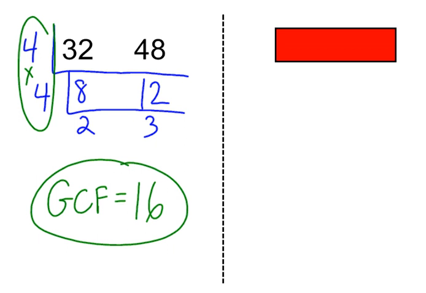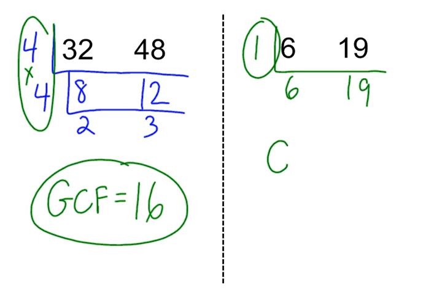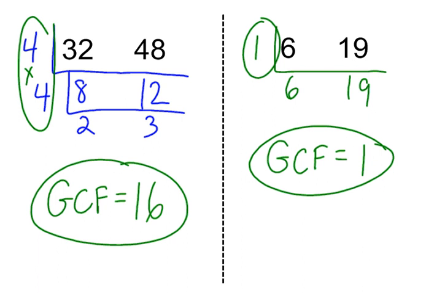And let's see, what do we have here? Oh, 6 and 19. What would be the GCF of 6 and 19? Well, what number would go into 6 and 19? Well, if you use your divisibility rules, 2, 3, 4, 6, 9, 5, 10, none of those work. Actually, the only number that will go into 6 and 19 is 1. Therefore, your GCF for those two numbers is 1. So that's how you use the ladder method in determining the greatest common factor.